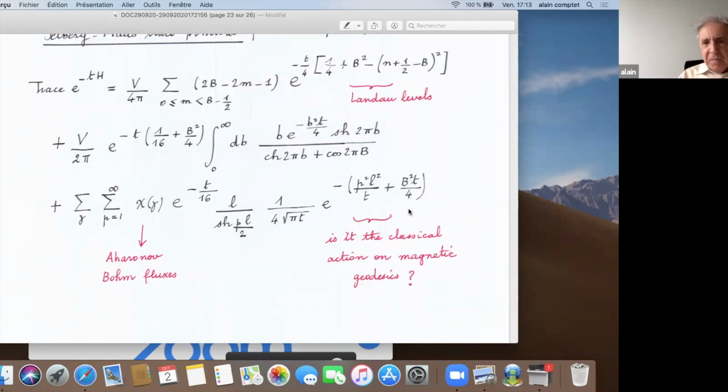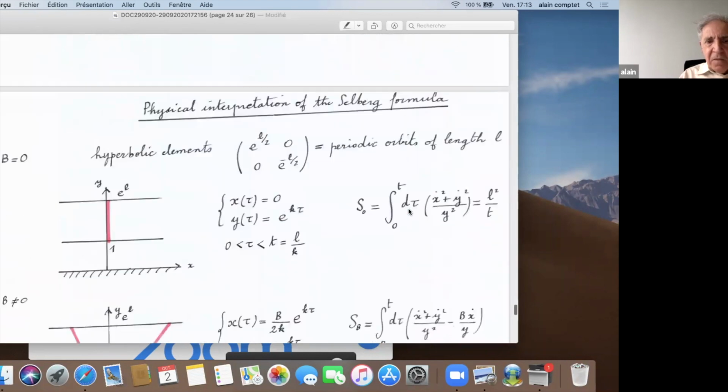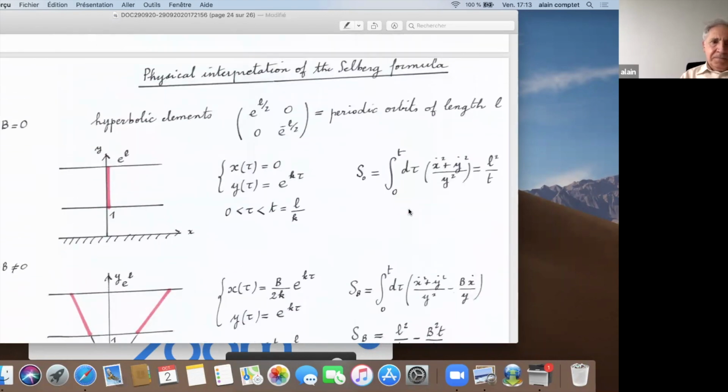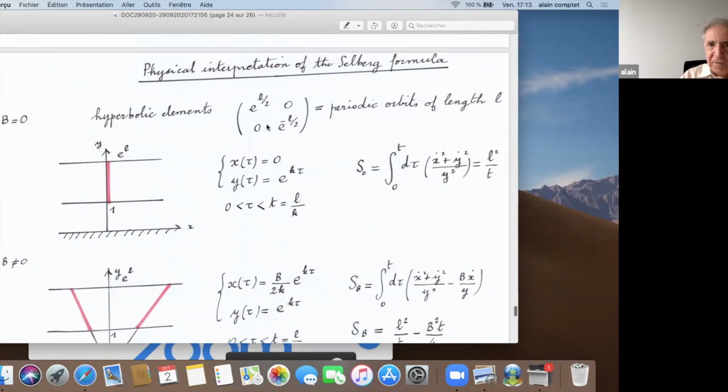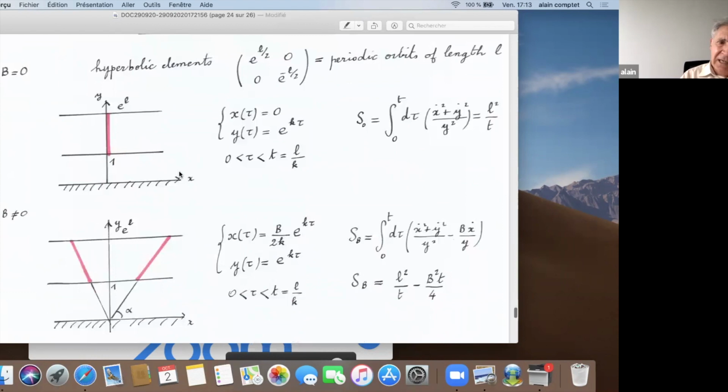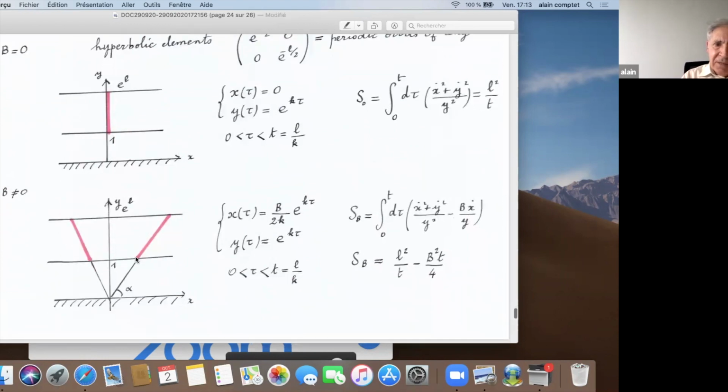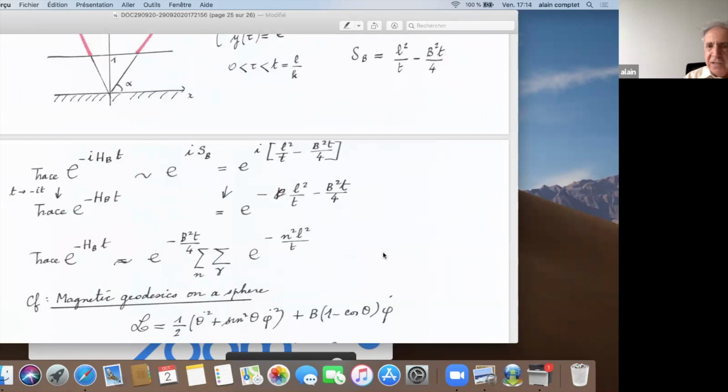In fact, there is a very simple interpretation for that, and I will close with this. If you work in a proper frame, you can show that you have this periodic geodesic, which corresponds, when B equals 0, to the periodic geodesic that I showed at the beginning of this talk. It corresponds to this hyperbolic element. But when you put a magnetic field, this periodic geodesic becomes this one or this one, depending on the initial condition. And when you compute the true action, including the effect of the magnetic field, you get what is written in the Selberg formula. In fact, everything is consistent with the physics.